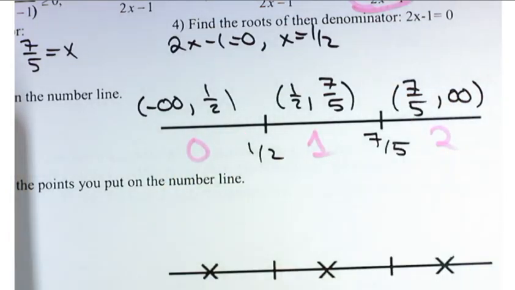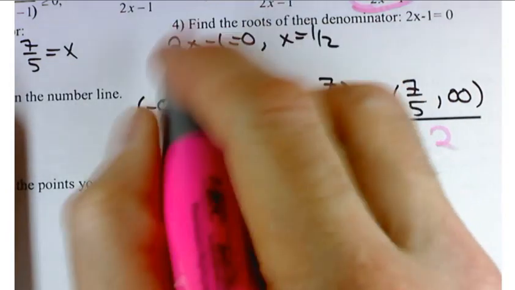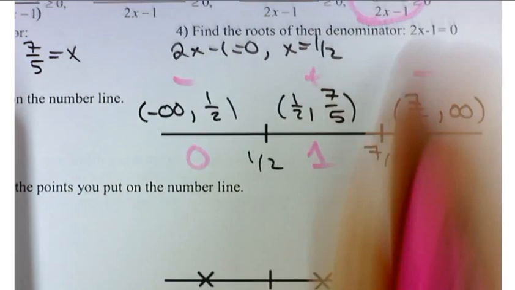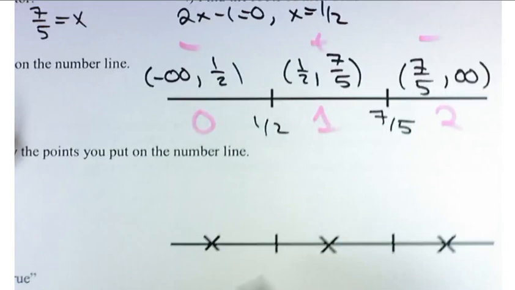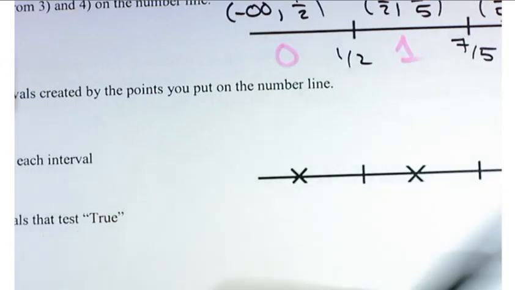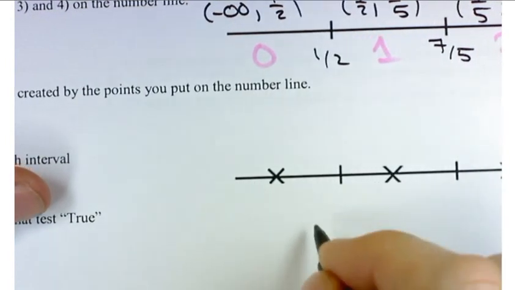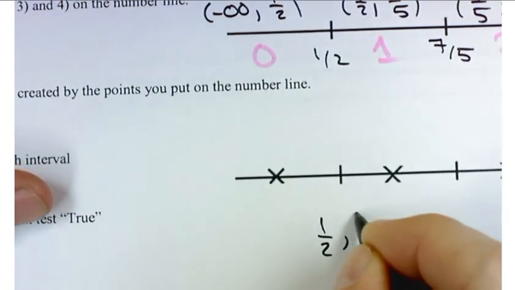So when I tested that, I got negative, positive, negative. Okay, not so bad. Which of these intervals do I want? Yeah, I want the positive interval. So the interval that tested true would be that middle interval. So 1/2 to 7/5.